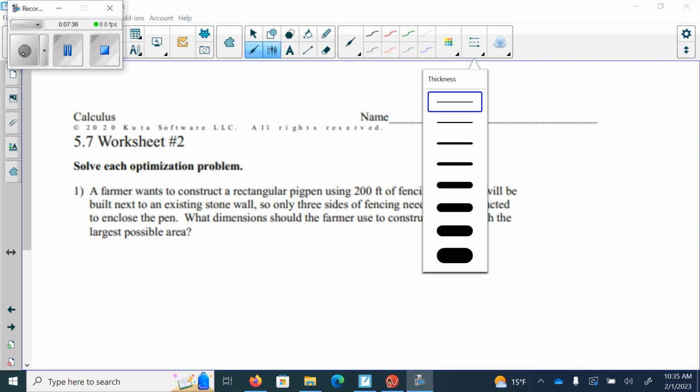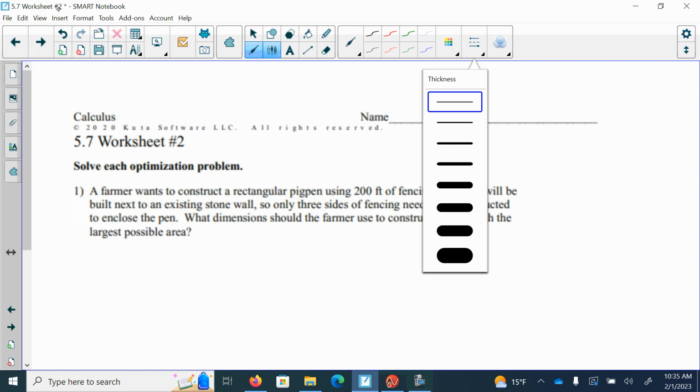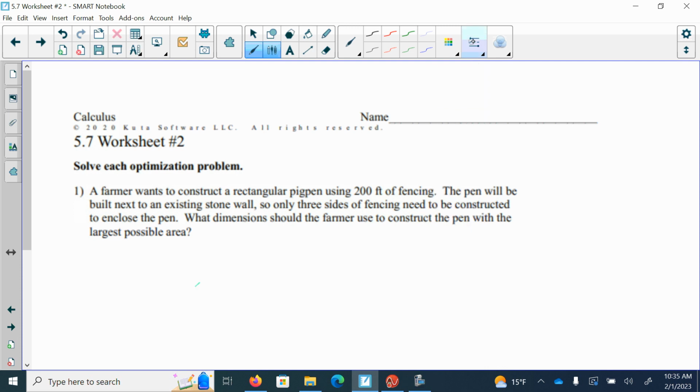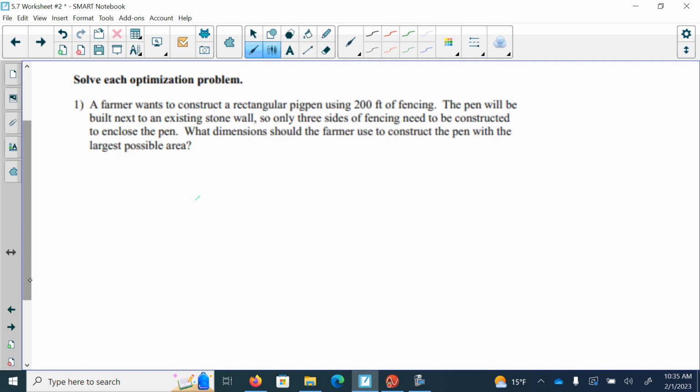Okay, this is going to be number 1 on the worksheet number 2. So a farmer wants to construct a pen using 200 feet next to a building. So you're first going to draw the picture. Now, it doesn't matter which one you label X and which one you label Y. When you do the calculations we'll figure out which one's X and Y.